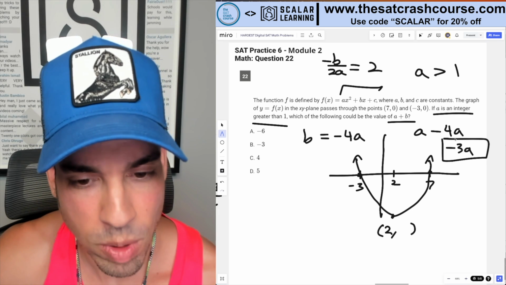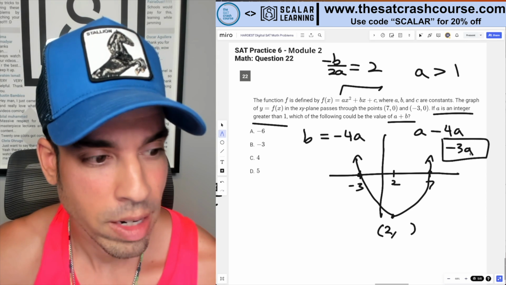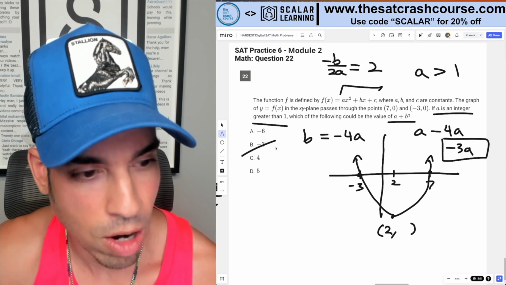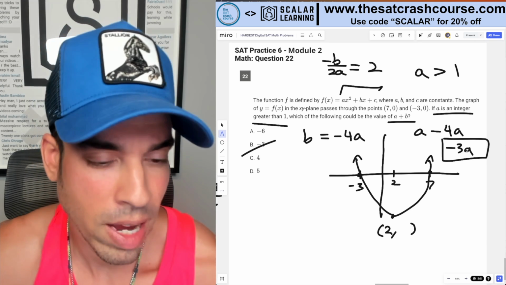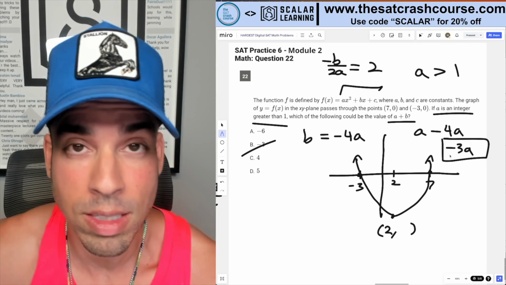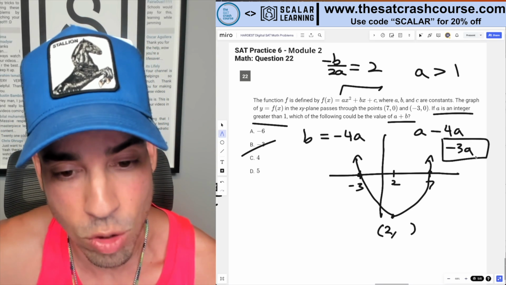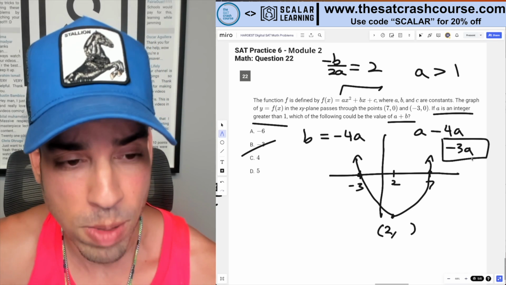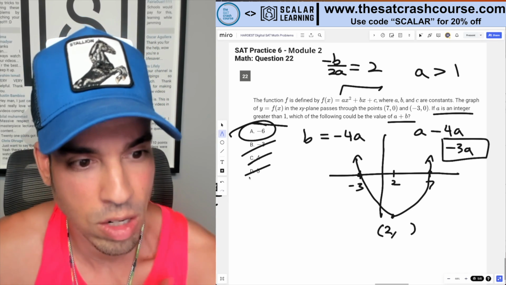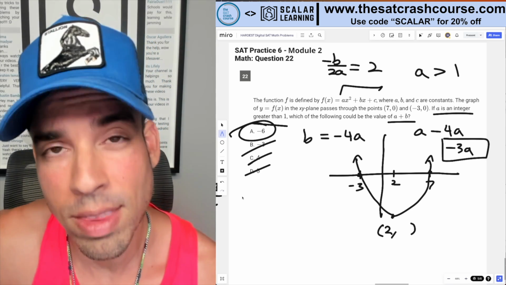So I'm trying to figure out what -3a can be. Now, since a is greater than 1, it can't be -3. -3 would be if a was equal to 1, so that's out. If a is like 2 or 3 or 4, it's going to get deeper into the negatives. There's no way it's going to be positive, because the only way I can turn a negative into a positive by multiplication is by multiplying by another negative. So 4 and 5 are impossible. It has to be -6. That's the only one that could be the value of a plus b. So A is the winner. That's how you do it.